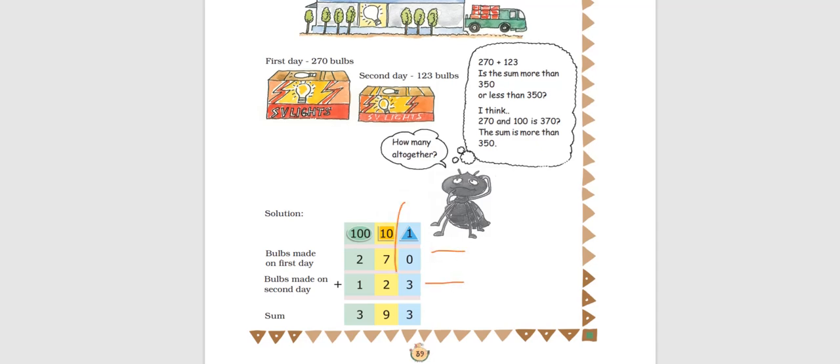Let's add up the ones first. 0 ones and 3 ones is a total of 3 ones. 7 tens and 2 tens is a total of 9 tens. And finally, let's add up the hundreds. 2 hundreds and 100 is a total of 3 hundreds. So you have 393.